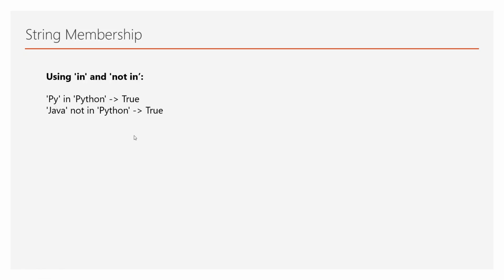Now string membership. We can check if a substring exists within a string using the in and not in keywords. You can see here pi. Pi is a part of Python, the first two letters, so the output is true. Suppose I'm searching for Java not in Python. Yes, the word Java is not there inside the word Python. So true. Why true? Because it is not there.